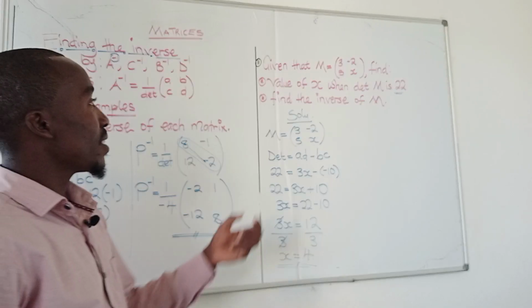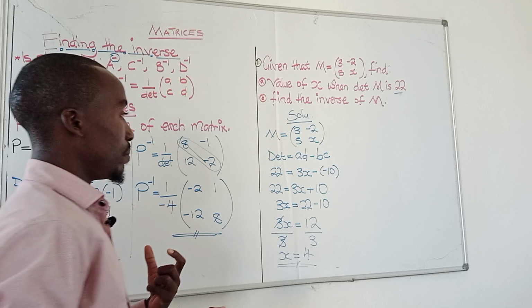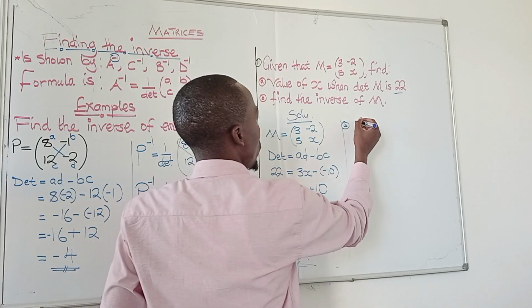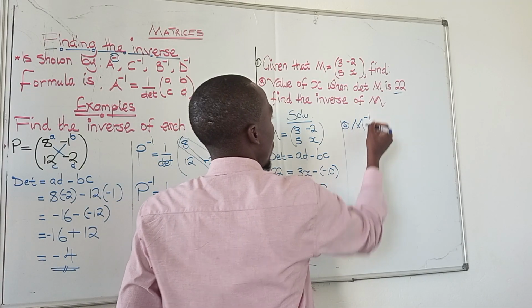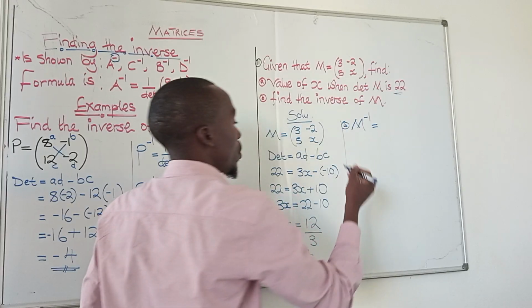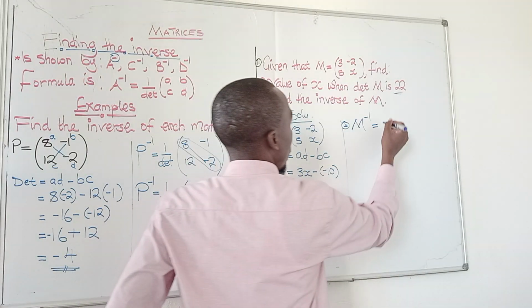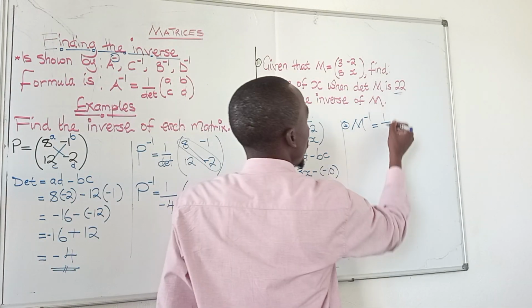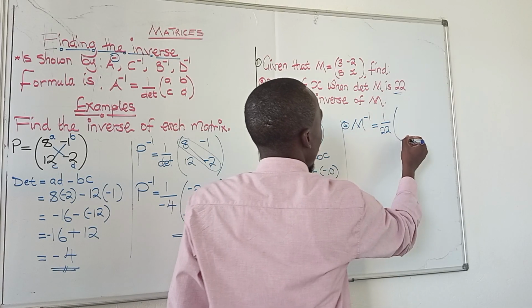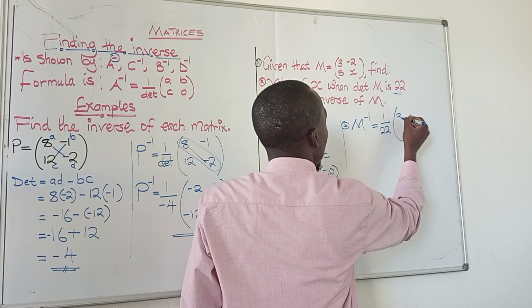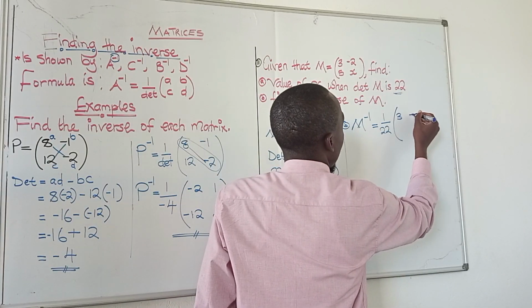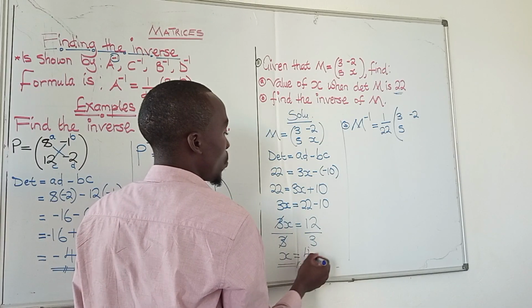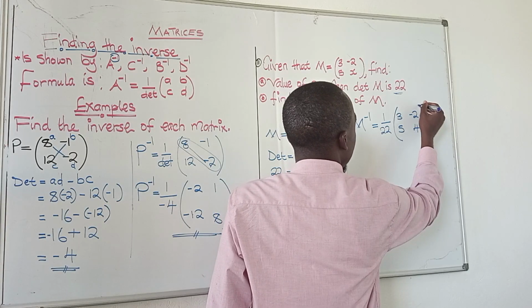So question B says find the inverse of M. We go to B. The inverse of M, so we're going to write M to the power of negative 1. That is our inverse, and we know that the inverse is 1 over the determinant. The determinant of this matrix is 22. So 1 over 22, in brackets, we're going to say 3, negative 2, 5, and where there's x, we're going to put our 4, because we have found our x, 4.